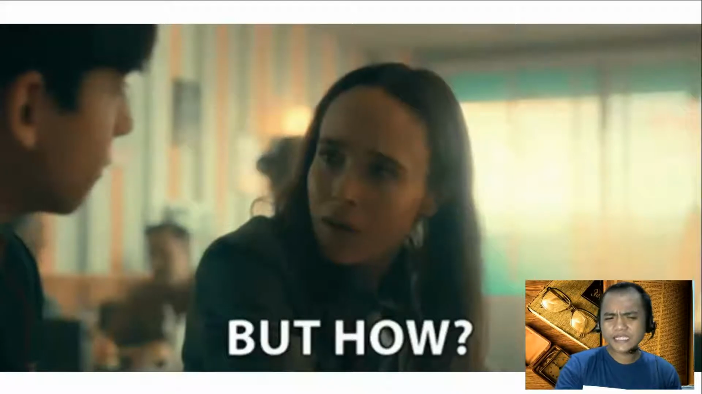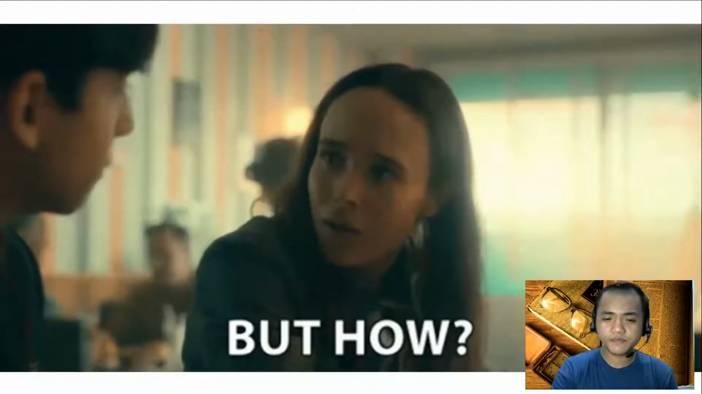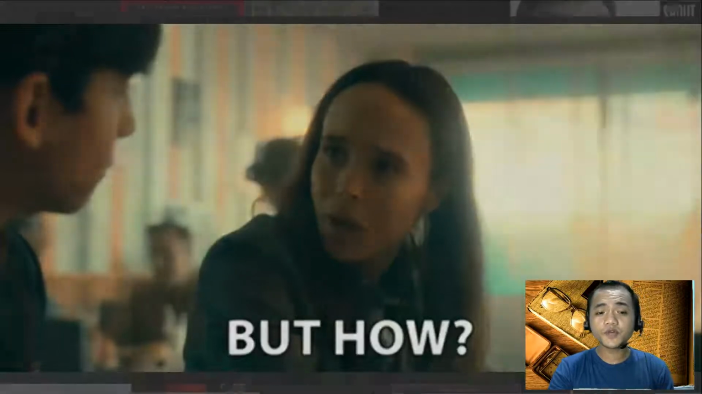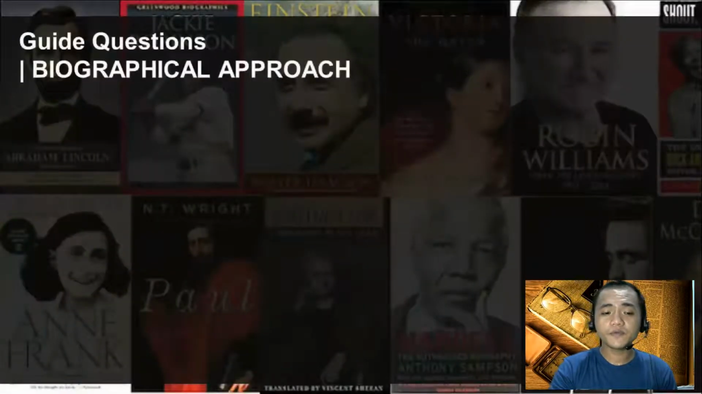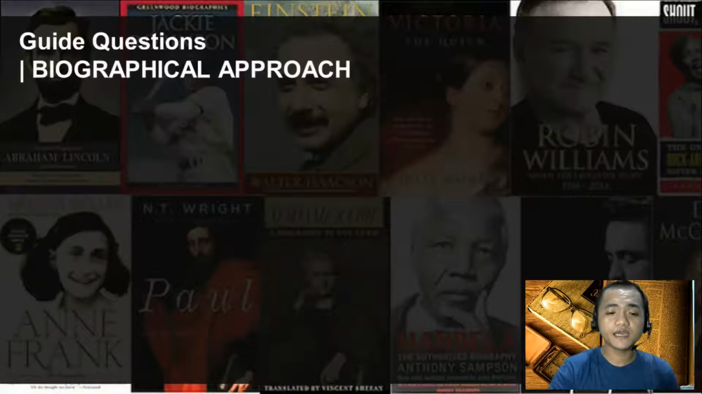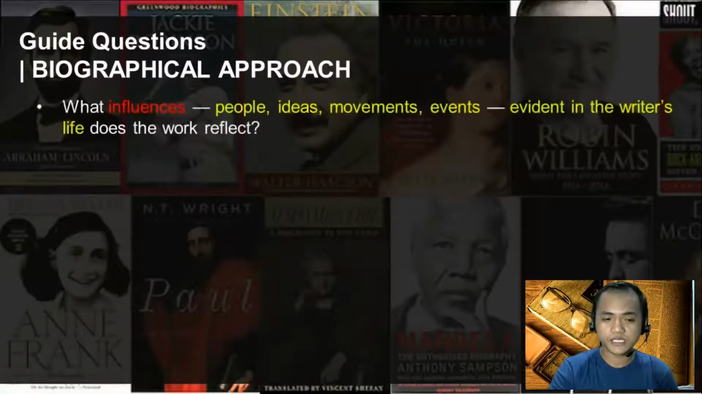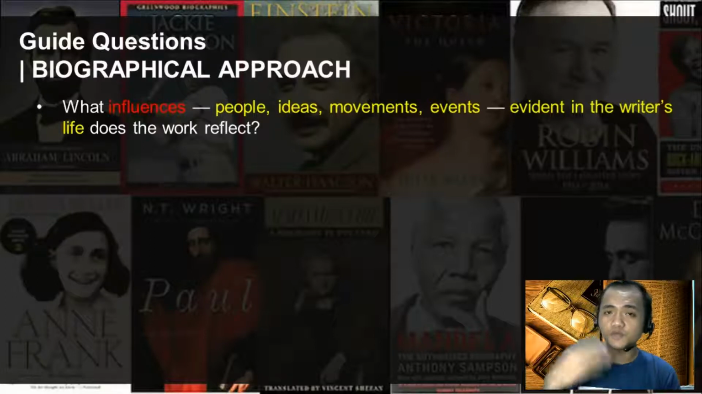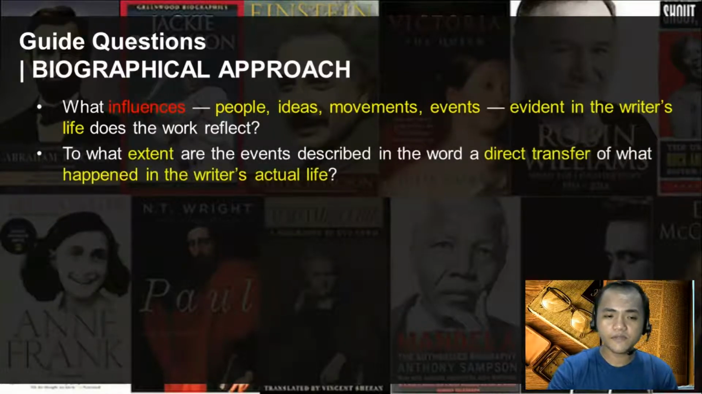But the question is how? How do we use this approach? Like the historical approach, we can apply the biographical approach by simply asking or answering the following questions. So we could ask, what influences, like the people, ideas, movements, events evident in the writer's life, does the work reflect? So the influence in the writer's life that could be seen in the work. So we can ask about that.